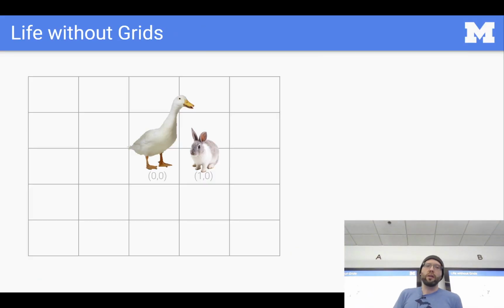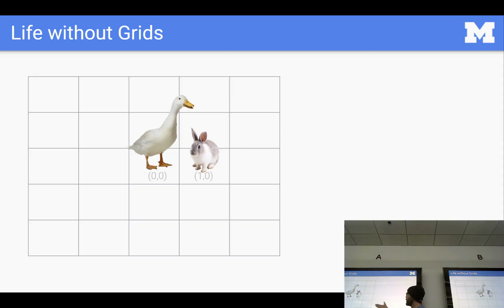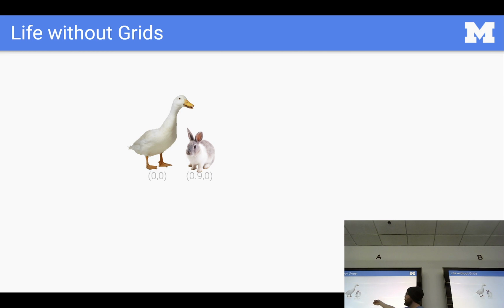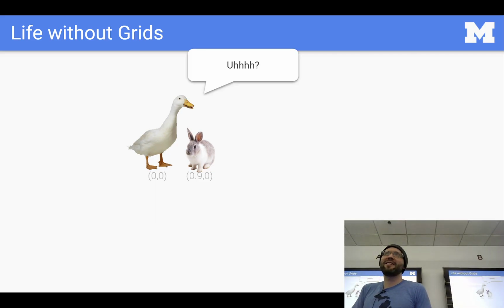So life without grids is a little bit spookier. Because imagine that you don't have your characters at these locations, but you have one at these locations. What's the difference? Well, don't you see? This is not 1, 0 that the bunny is at. This is 0.9, 0. So if we stick with our current algorithm that most of you are using in homework 5, homework 4 and homework 3, can the goose move 1 unit east?